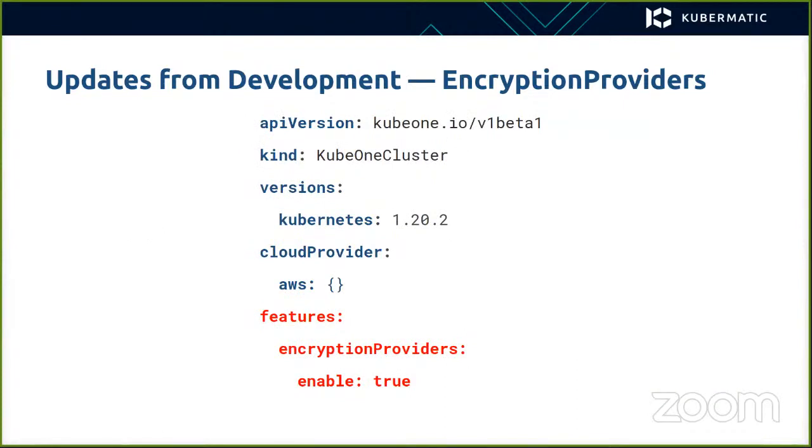As an example, in the most basic case, where KubeOne manages the encryption secret and the configuration file, enabling this feature is just 3 lines of YAML in the KubeOne configuration manifest, where you define features, encryption providers, and make sure enable is set to true. This is something that, as said at the beginning, is a work in progress, but we hope that it's going to make it into 1.2. For now, not guaranteed, but there is a good chance.